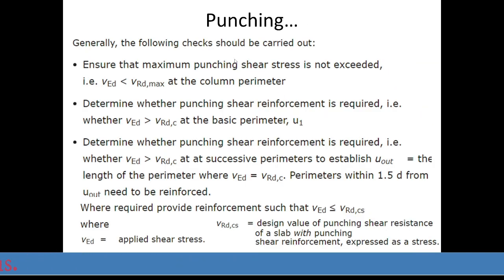Generally, the following checks should be carried out. While we are designing for punching shear, these points must be checked. One, ensure that the maximum punching shear stress is not exceeded.